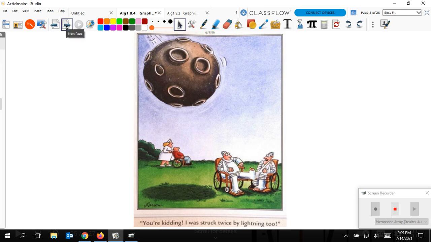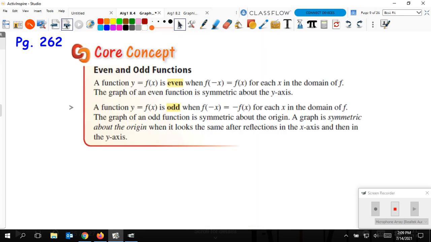All right, here we get into first of all our core concept on 262. Before we get into graphing these vertex forms, we're going to talk about even and odd functions. This is really not so related to the vertex form; they just throw it in this lesson. Basically we can determine whether a function is even or odd, or it could be neither one. It doesn't have to be one or the other.